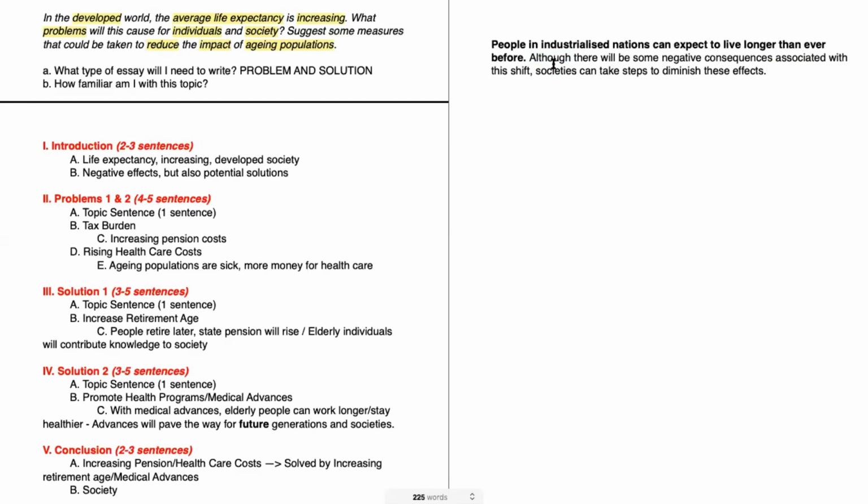Now, notice how I have basically introduced a problem solution essay, but I haven't said these are the problems and these are my solutions, because that is very bland and will not get you any points for a lexical resource. So each time you practice, really start thinking of different ways that you could say these various things.